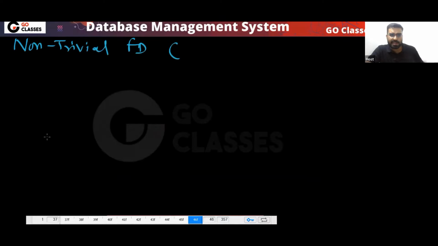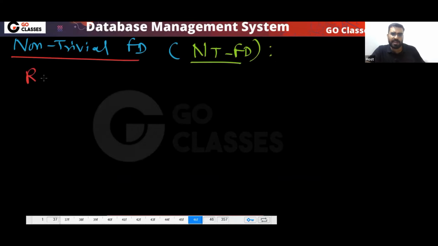In short, I will write like this. NTFD. Is this clear? Non-trivial functional dependency. For example, if you have a relation A, B, C, D, and in this relation I give you this functional dependency, AB determines C, you can notice this is not trivial, right?